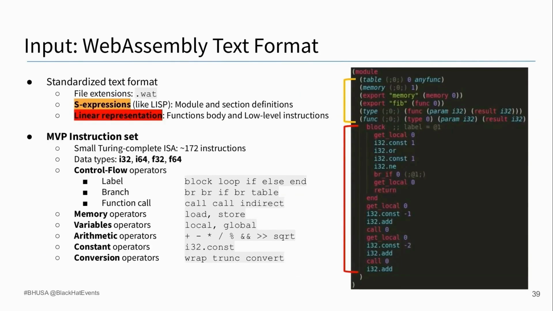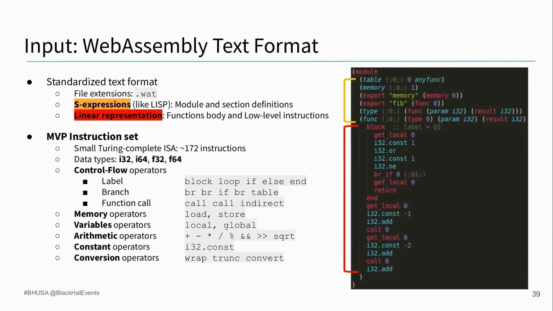It looks like that. It's not that complicated. You have S-expressions to define the module sections and so on. Then you have a linear representation that contains the function body and the low-level instructions. It's pretty easy to read, to be honest. If you want to do reversing on that, it's definitely not complicated if you have done a bit of reversing.